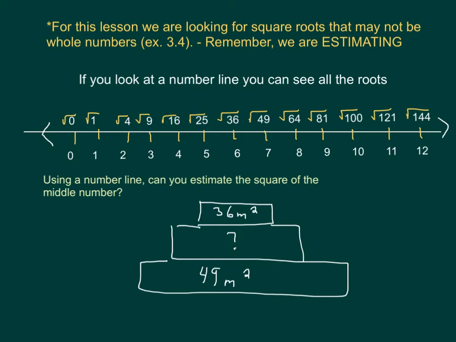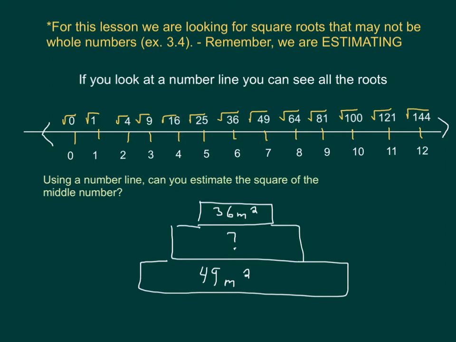It says here, if you look at a number line like this, you can see all the roots. I would recommend right now writing this entire number line out for yourselves. This will make life very easy for you for this lesson and future lessons in this unit. All this line means is that the square root of 1 is 1, the square root of 4 is 2, the square root of 9 is 3, 16 is 4, and so on. It just helps you have a nice visual.